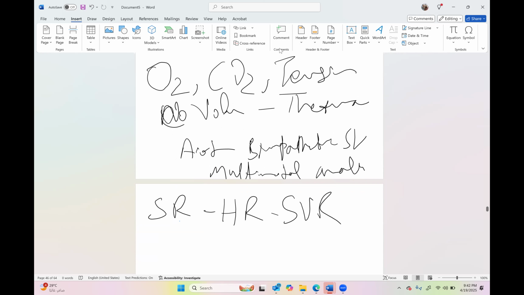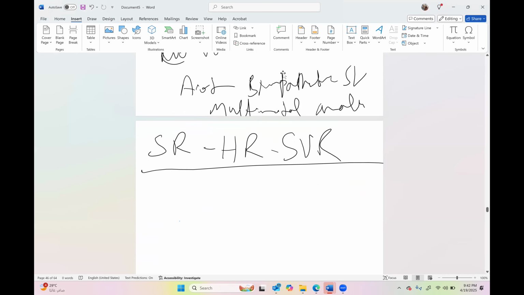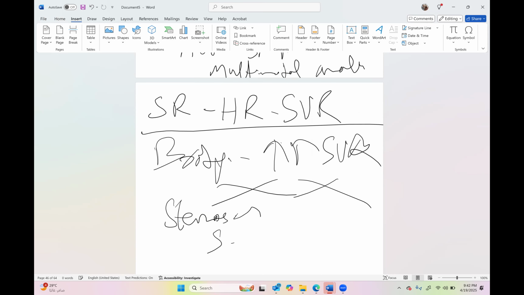In regurgitant lesions and stenotic lesions, there is some difference about the heart rate and the systemic vascular resistance. Remember, how will you explain? Because the majority of people say, I will cause bradycardia, I will increase SVR, then they will fail you, because this is not an answer. You say that, because in the books it is written: stenosis, slow and tight.